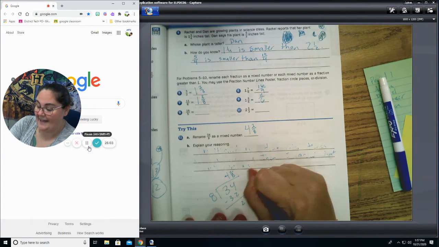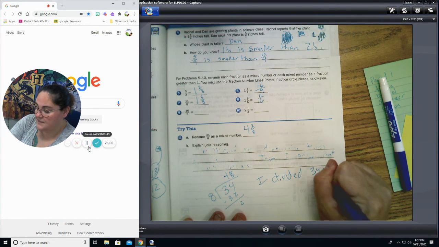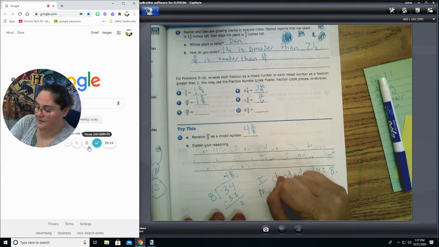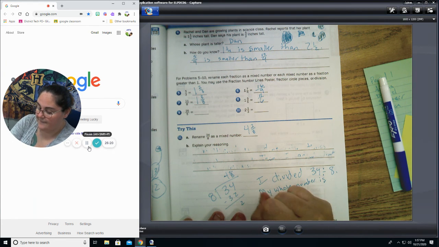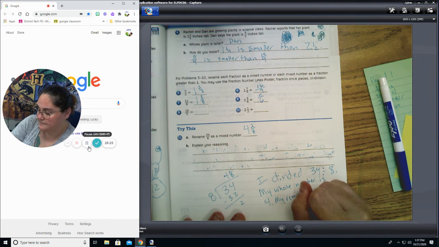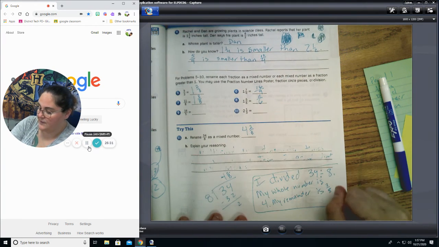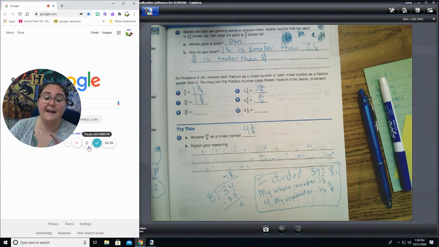What you do for this one is I divided 34 divided by 8. My whole number is 4. My remainder is 2/8. This is what you need to write down for that answer. Notice I used math words. I divided, whole number, remainder. Using those math terms is what's going to get you your credit.